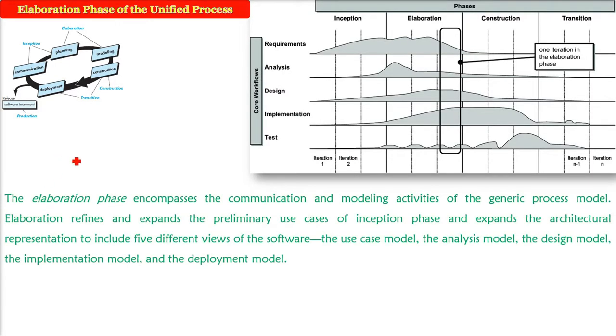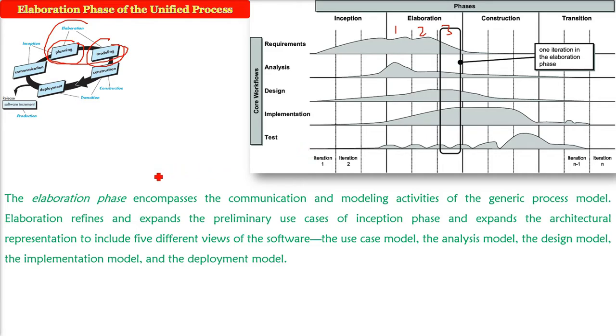Then comes the elaboration phase. One example I have given here is one iteration in the elaboration phase. There are multiple iterations, 1, 2, 3. So one iteration will take, say, core workflows. The elaboration phase is combining the communication and modeling activity of the classic models, or you can say the framework activity of the generic process model.